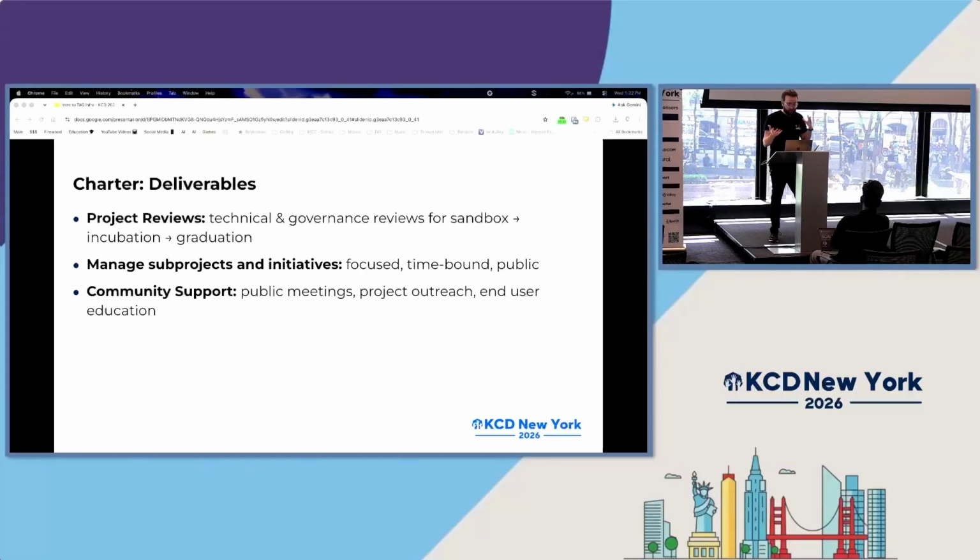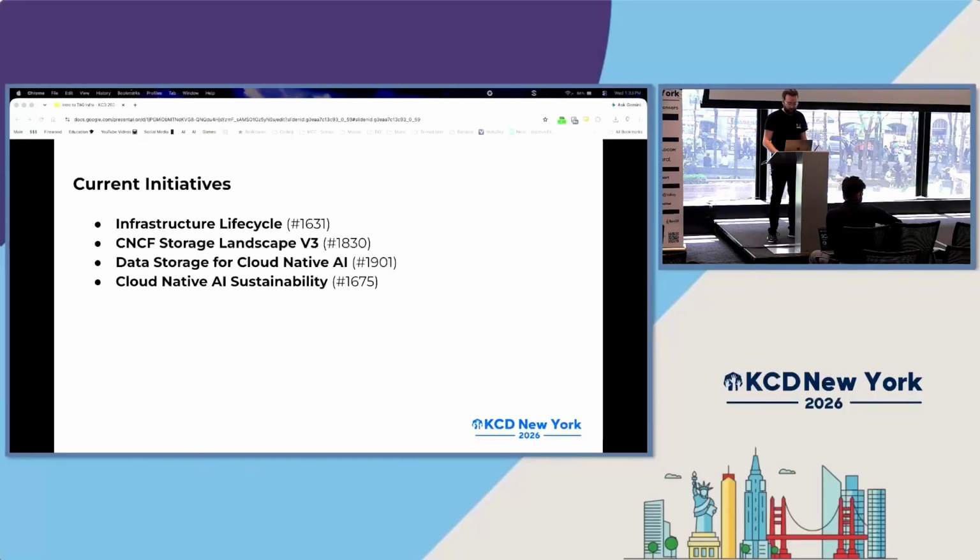We also manage our own subprojects and initiatives. These are deliverables with well-defined goals, and the owners are usually led by the TAG's tech lead. And finally, most important of all, we support the community. There are regular public meetings bi-weekly on Wednesdays where project maintainers and end users can compare notes on everyday real problems and solutions. We have 4 active initiatives right now.